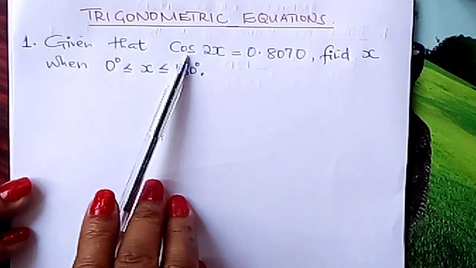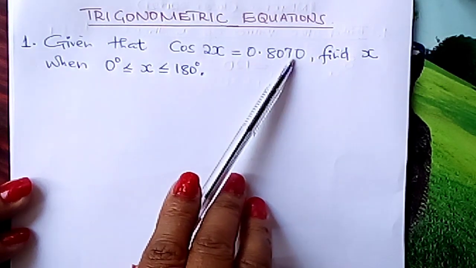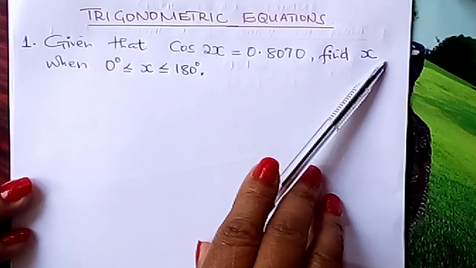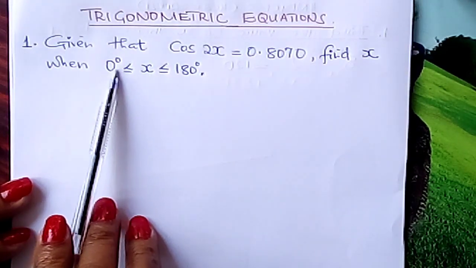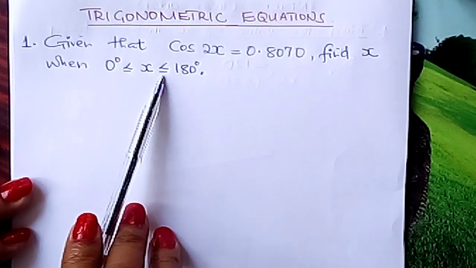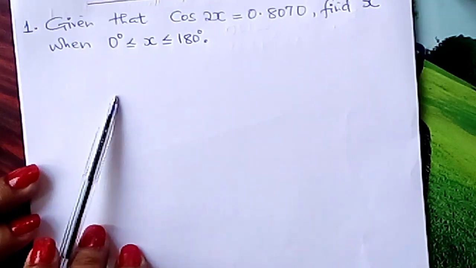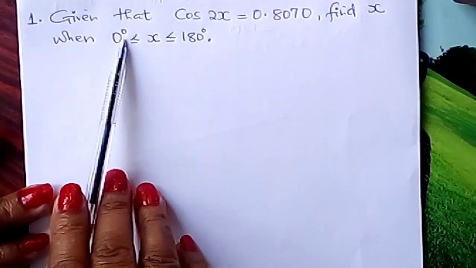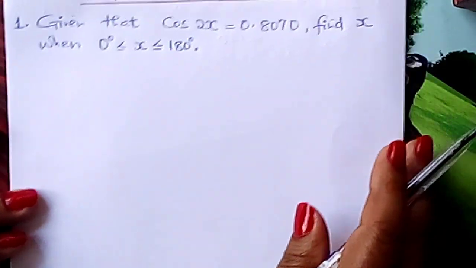Given that cos 2x is equal to 0.8070, find x when 0 degrees is less than or equal to x, which is less than or equal to 180. So this is the range of values of x that you should get. So learner, how do you go about this?